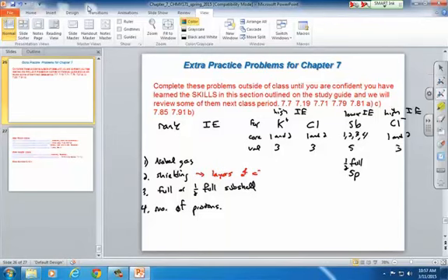And then the next thing to look at is the number of protons. So K has 19 protons. Chlorine has 17 protons. Antimony has 51 protons. And chlorine has 17 protons. So now we need to kind of put this all together.